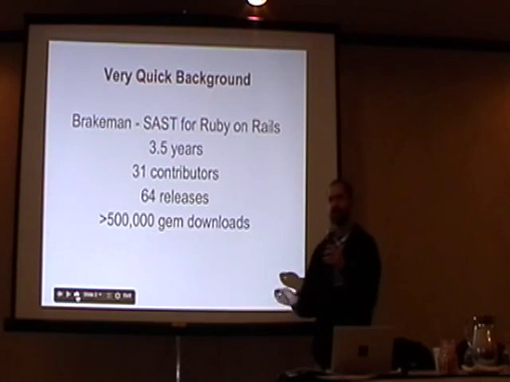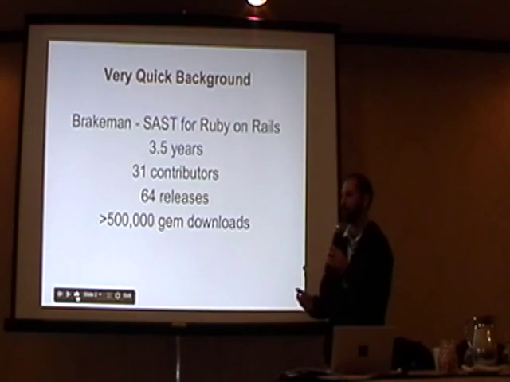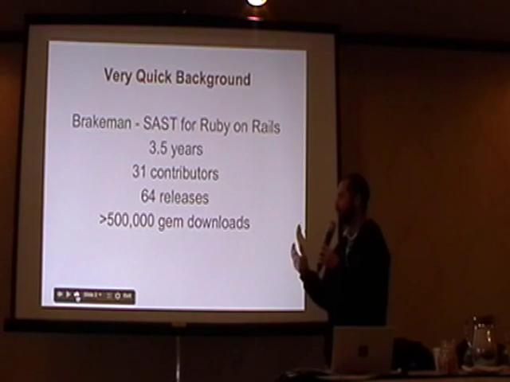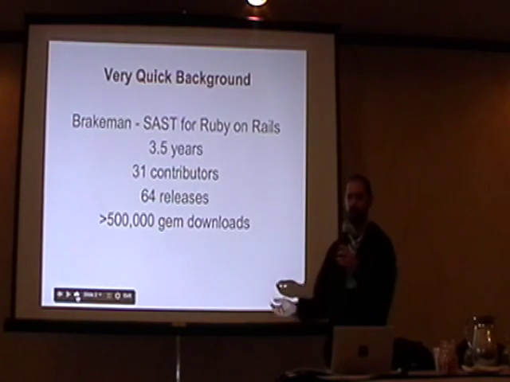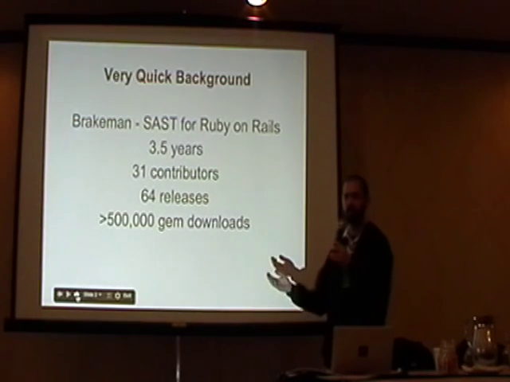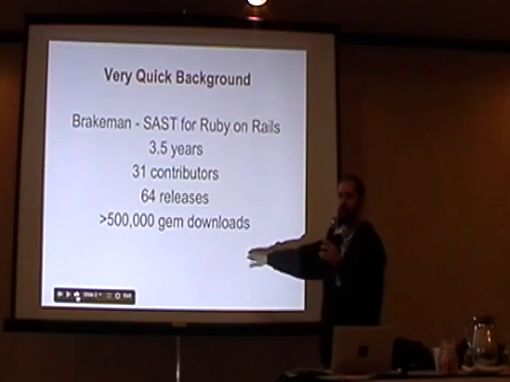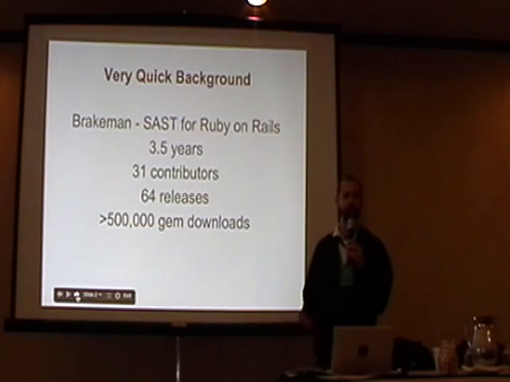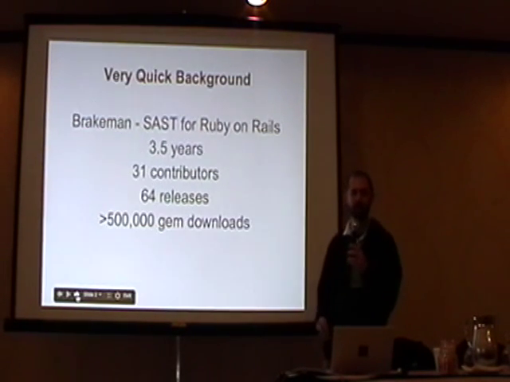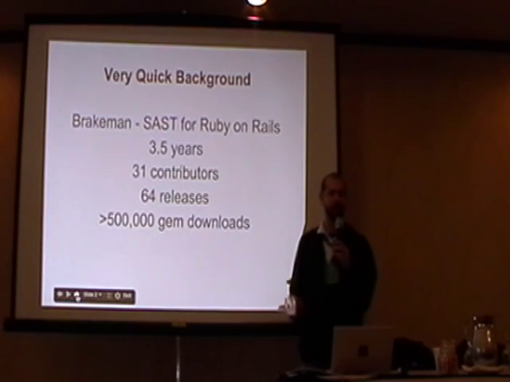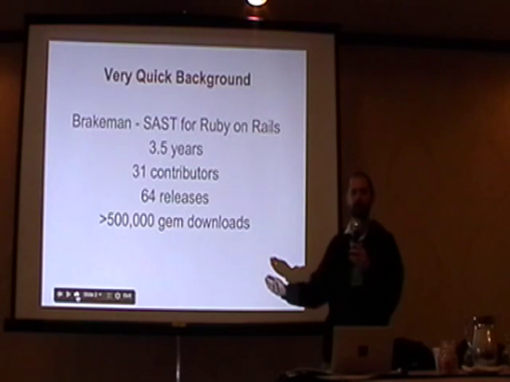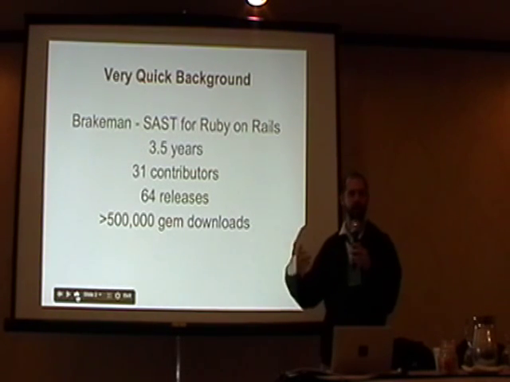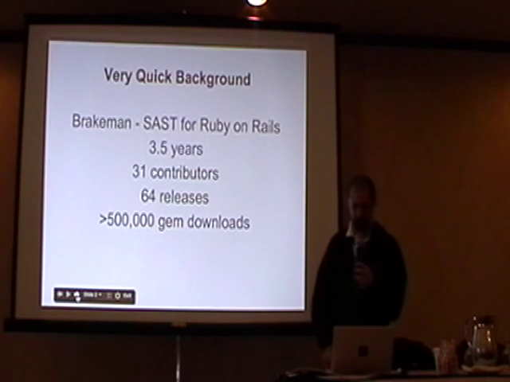So Brakeman was released about 3.5 years ago. Been working on it almost 4 years, which sounds insane when I say it. It's open source. There's been a whole bunch of contributors, a bunch of releases. We just passed 500,000 downloads of the gem, which I don't believe this number. Some people probably download it 1 million times, and other people have their private gem repos or build it themselves. So who knows what the actual number is? But the point is, a lot of people are using it. And I'd like to share kind of what I've learned in building it and using it.